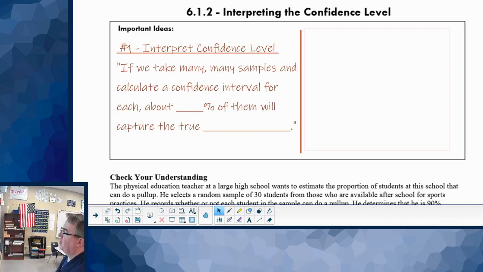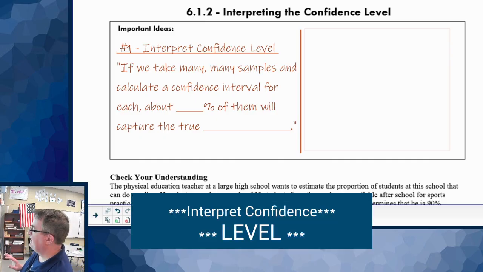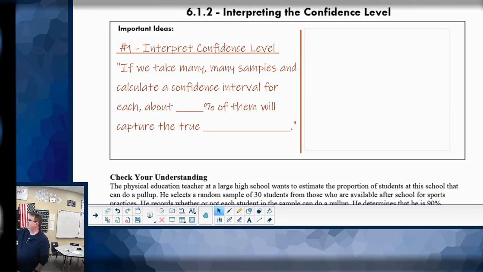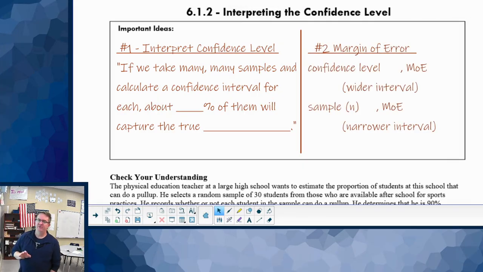When you interpret a confidence interval, we're going to say if we take many samples and calculate out the confidence interval for each, about blank percent of them, whatever you decide to do, will capture the true proportion, like the true proportion of times Mr. Hayes screws up in class, or the true proportion of ducks to non-ducks in Mr. Hayes' room, that type of thing. We also have the margin of error.